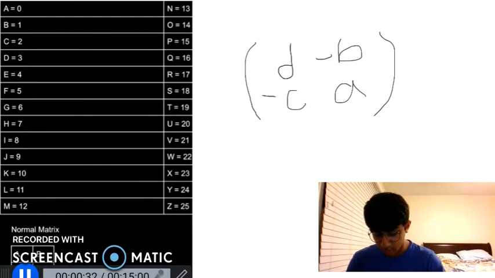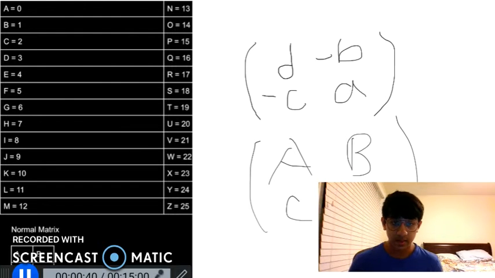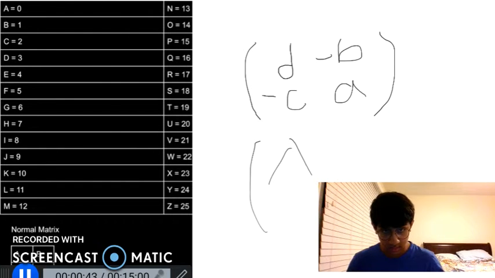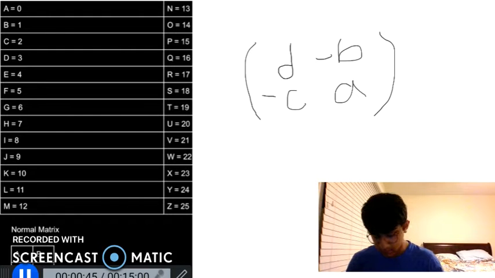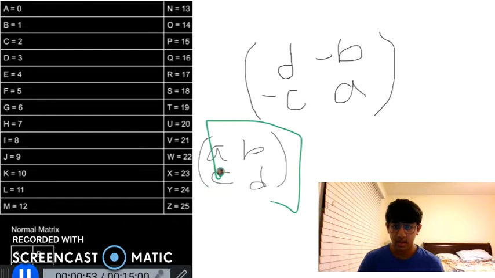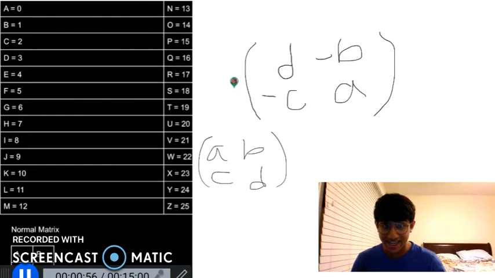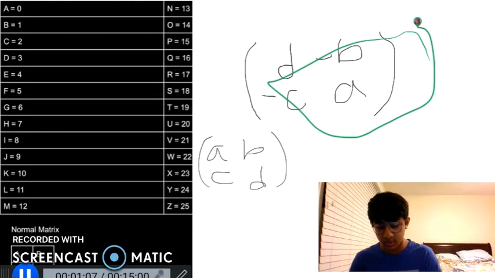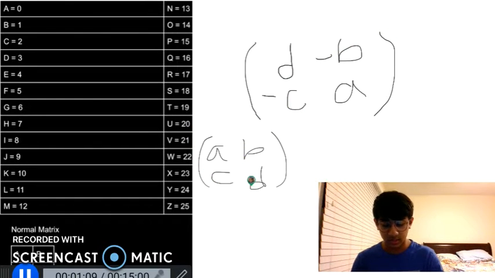And right below it, we have the normal matrix. I don't think you guys can see it, but it's going to be A, B, C, D. That's going to be your normal matrix. Versus this is going to be your initial inverse matrix. Remember the keyword initial, because that's not the final matrix we're going to use. You guys are going to be using this one for encryption, and this one for decryption.